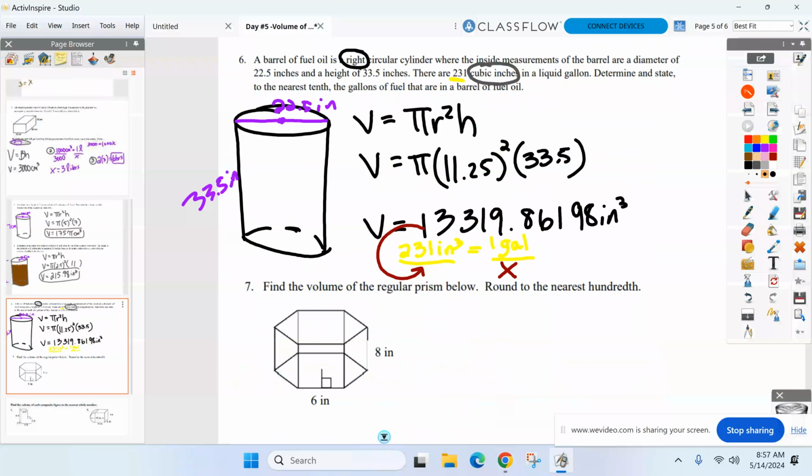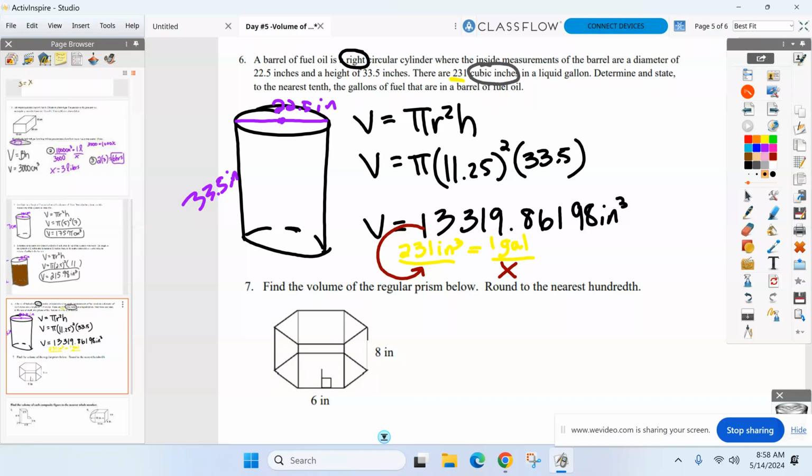0.2 gallons. What are you doing in the calculator? I don't know. Okay. So that was your volume, right? Okay. There's 231 cubic inches in every 1 liquid gallon, right? So this is how many cubic inches I have. I didn't get that as my number. Did you do 11.25 squared times 33.5? Did you forget the pi? Oh, I didn't do it squared. Okay. Let's regroup.